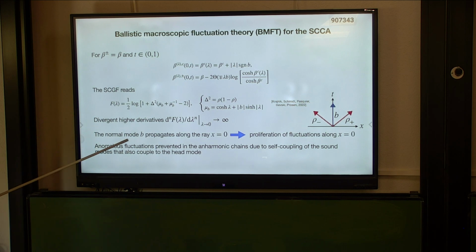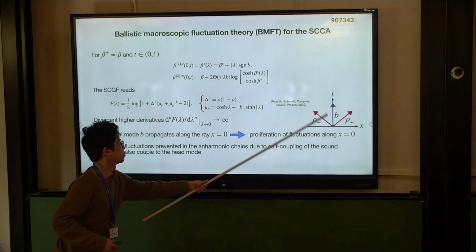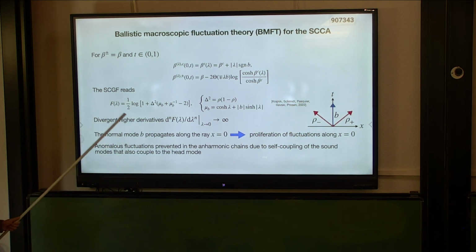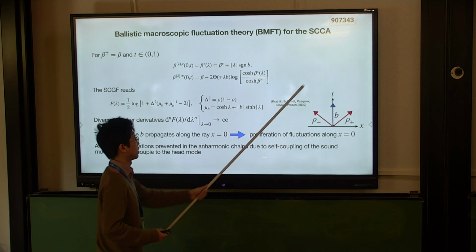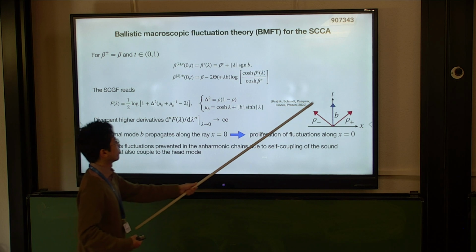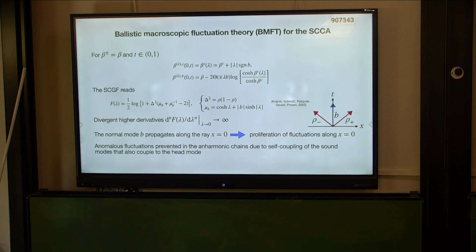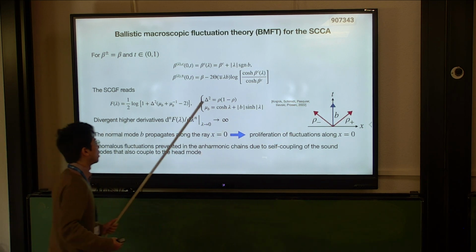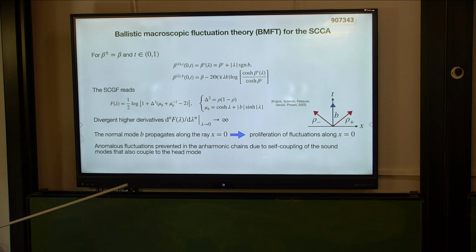This is kind of simple to understand. It's simply because there's a normal mode, B, that propagates along the ray now. Because of the presence of a normal mode with zero velocity, there's a proliferation of fluctuations along x equals 0, which happens to be also the ray along which you count the number of particles passing. So the current correlation functions defined along this ray are going to decay somewhat slower than usual, and therefore you have this divergence of cumulants, and lambda has this somewhat singular behavior. This kind of behavior is prevented in generic systems like harmonic chains because of the presence of self-interactions.